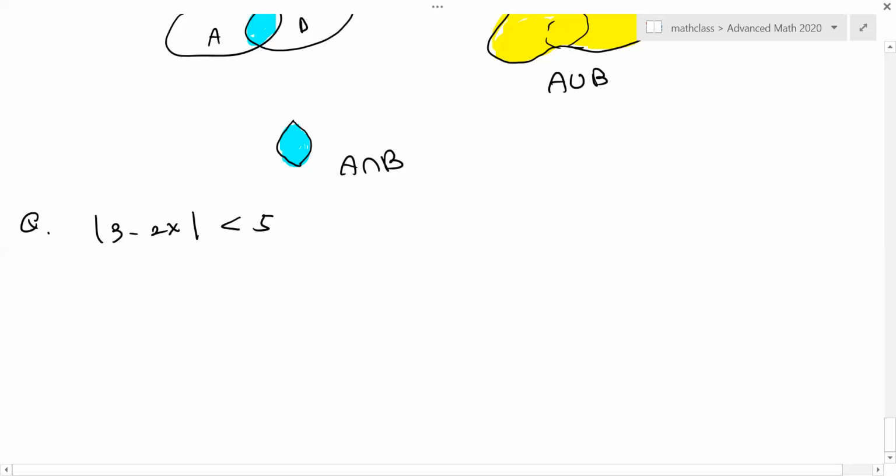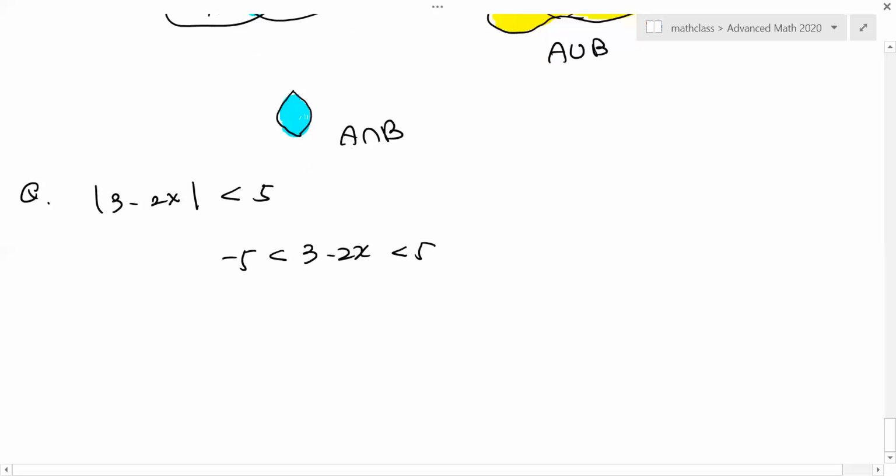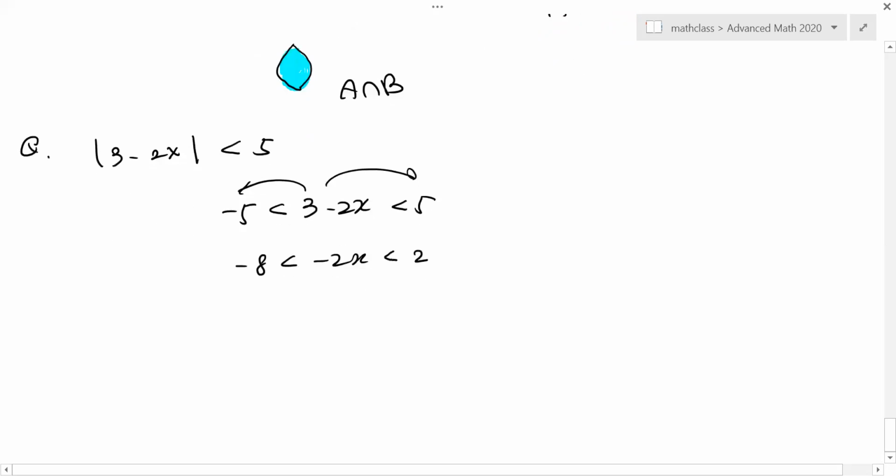All right, looks like you get the right answers here. First of all, you do this: 3 minus 2x less than 5 and greater than -5. Then you move 3 to both sides. You get 5 minus 3 is 2, and -5 minus 3 is -8. Now be careful when you divide by -2 on both sides: you change the direction of the inequality. So 2 divided by -2 is -1, and -8 divided by -2 is 4. That is the answer.